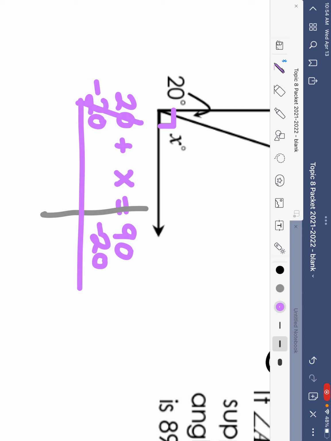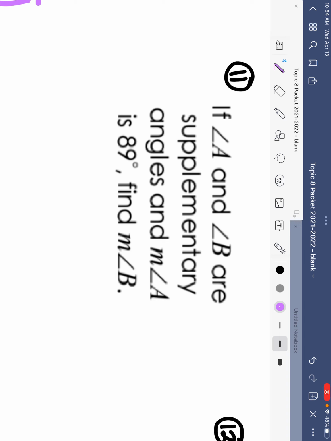Okay, number 11. If angle A and angle B are supplementary angles and the measure of angle A is 89 degrees, find the measure of angle B. So start with important vocab. We know that angle A and angle B are supplementary angles. Well, supplementary means they add up to 180 degrees. So I could say that angle A plus angle B equals 180.